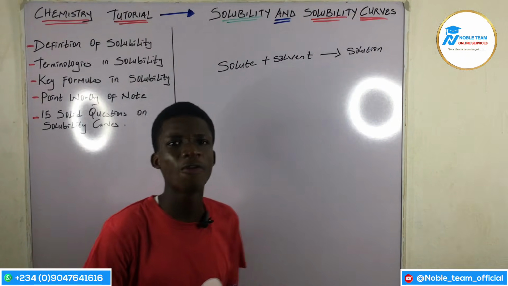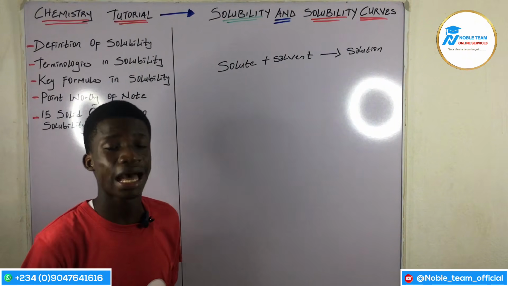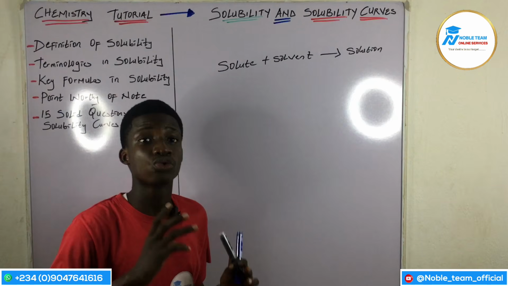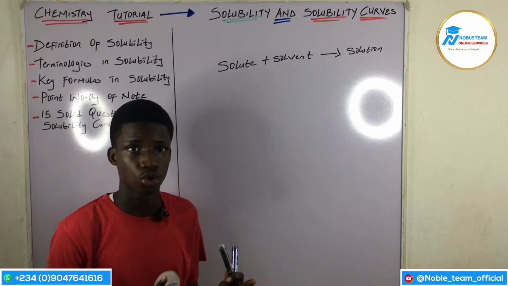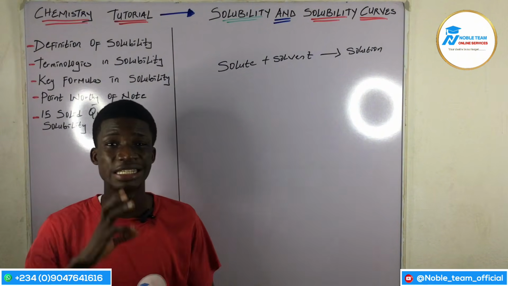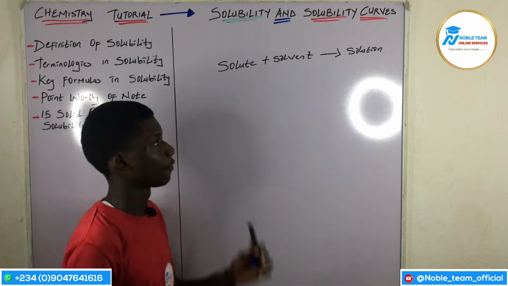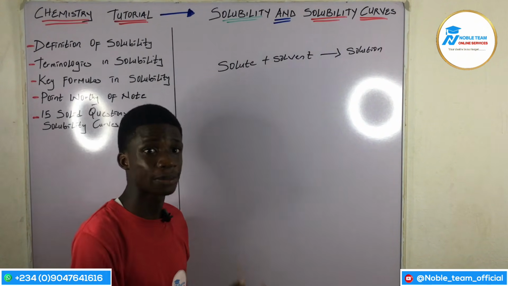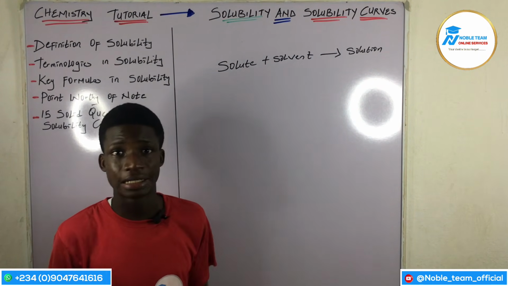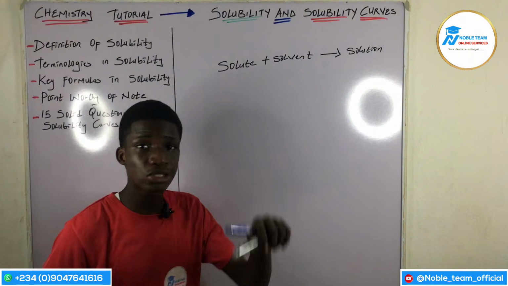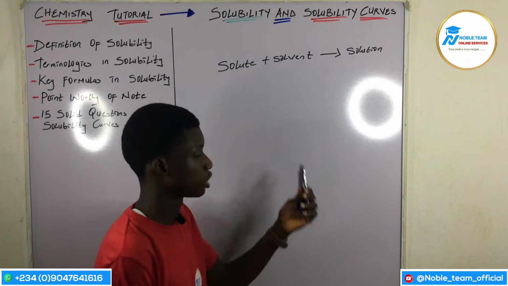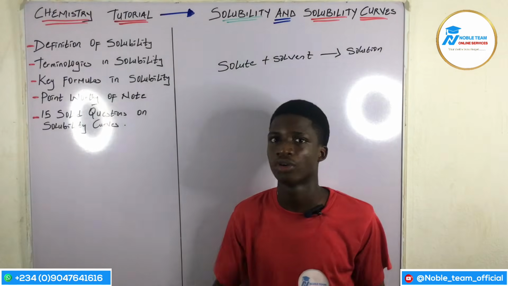Now, once you hear solvent, what is solvent? Solvent appears in a form of liquid. Solvent is what dissolves a solute. You understand what I'm trying to say? Solvent is what dissolves a solute. Now, solute on the other hand is a substance that is being dissolved in a solvent. Solute is a substance that is being dissolved in a solvent. So that is why you dissolve solute plus solvent and you have what? A solution.